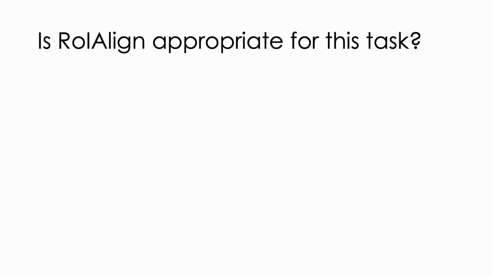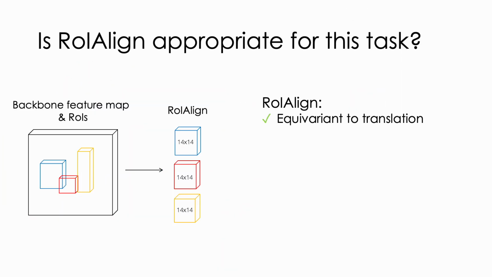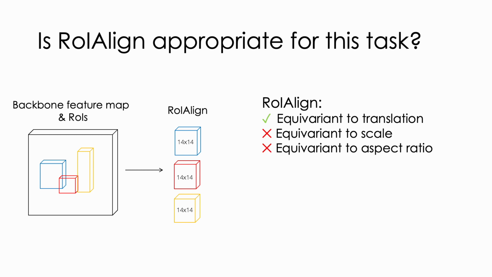And there is another important model detail. Remember RoIAlign, which was a core contribution of Mask R-CNN and which is responsible for pooling features from the regions of interest. This happens right here in the model. RoIAlign is translation equivariant, which made it so effective for 2D object detection. But it does not maintain information about an object's scale or aspect ratio, as it warps the region to a predefined square resolution.